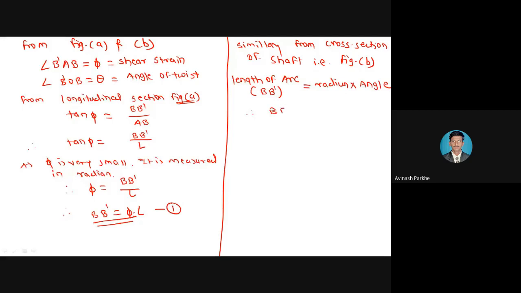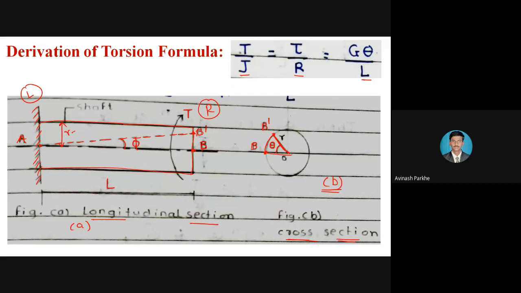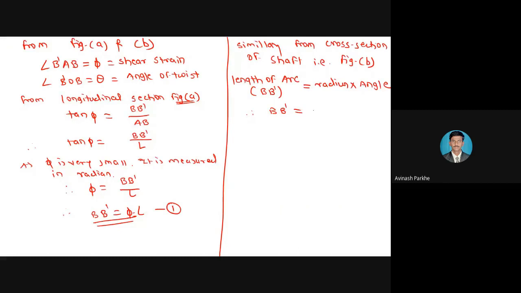So the length of arc, which arc are we considering? That is B dash. What is the radius of that particular shaft? Small r. And what is the angle made by that arc? Theta. Therefore, R into theta. So the length of arc B dash is R into theta, because we have the formula length of arc is equal to radius into angle. Therefore, B dash represents the arc, and B dash is equal to R into theta. This is equation number 2.